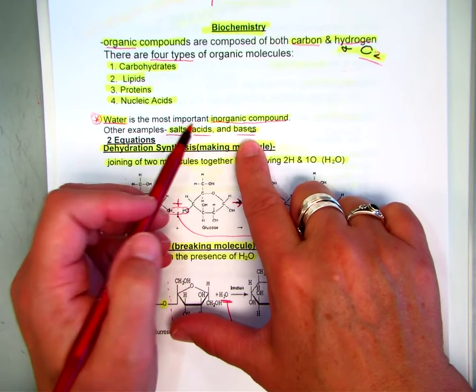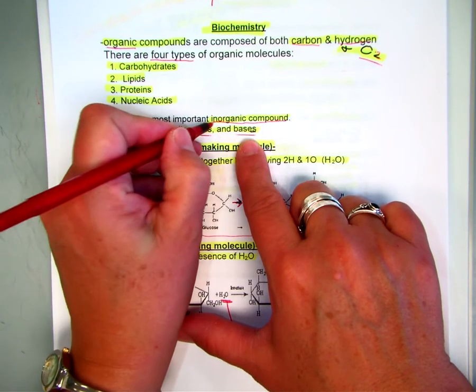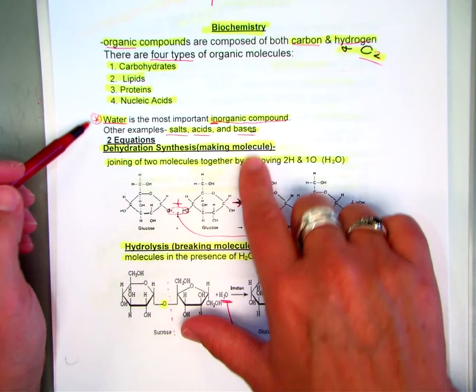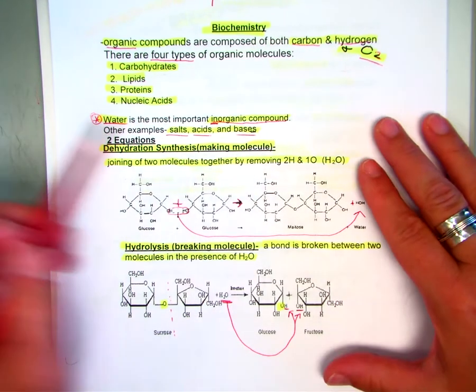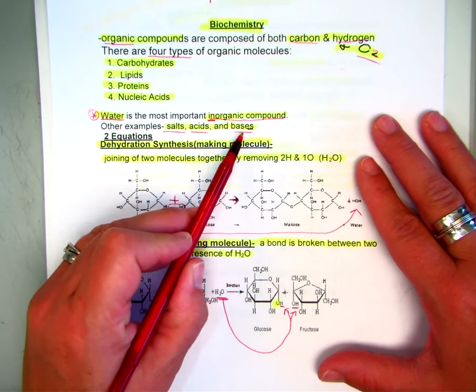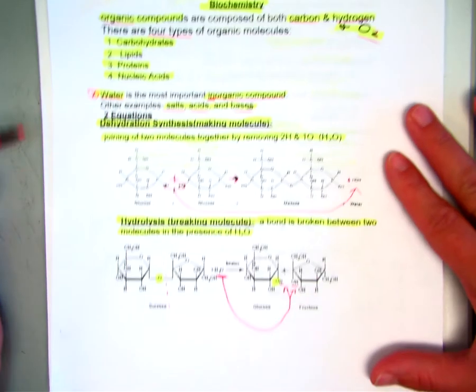Okay, water, we said, is the most important inorganic compound in our body, so it doesn't have carbon, hydrogen, and oxygen. Along with salts, acids, and bases are also inorganic. They're in our body as well.